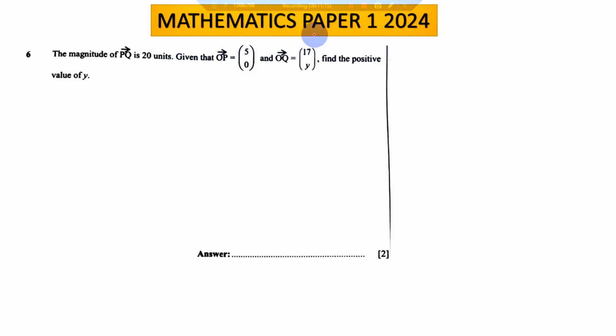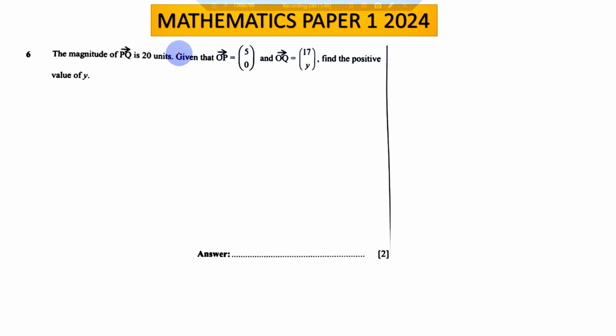Question 6. The magnitude of vector PQ is 20 units. Given that vector OP is equal to the column vector 5, 0, and OQ is equal to the column vector 17, Y, find the positive value of Y. So these are position vectors. Position vectors start from the origin.